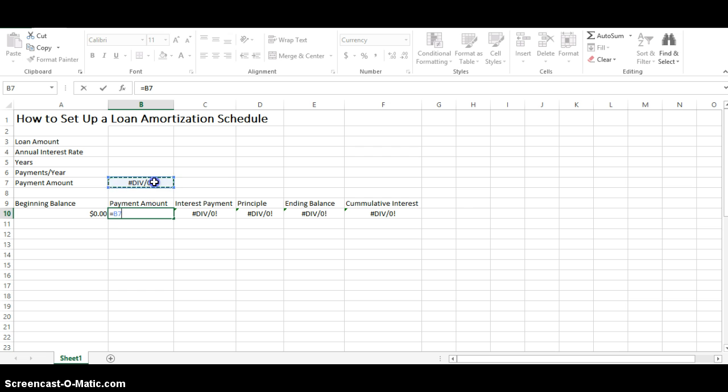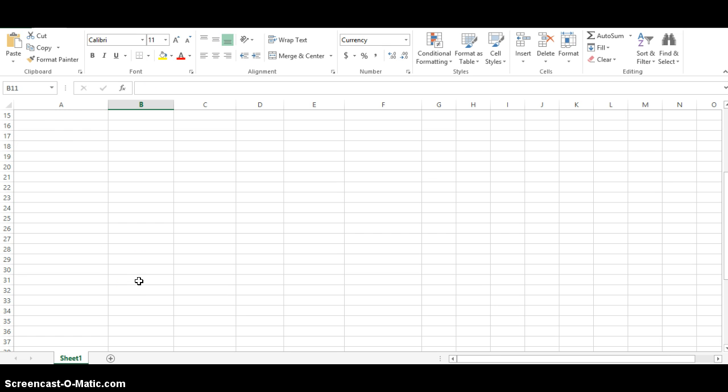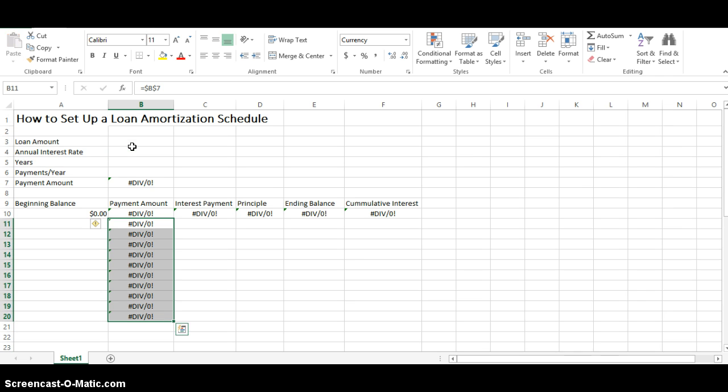The payment amount, since it's not going to change for every pay cycle, we're going to do a little trick. In Excel, we're going to put the dollar signs in front of the B and in front of the 7, and that simply will lock the cell I'm referencing. So now for all of my payments, when I copy this formula down, it's still going to give me the same number. So for our example, we're going to do a 5-year loan that's paid quarterly, so we're going to have 20 payment amounts.